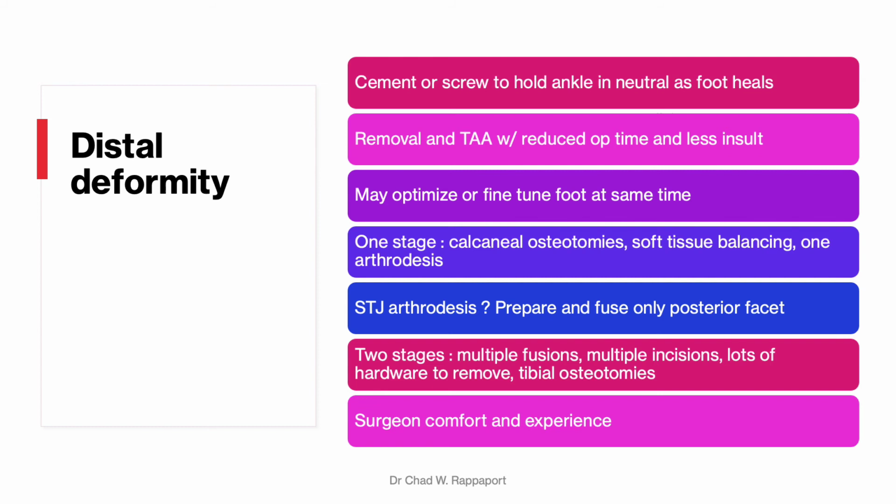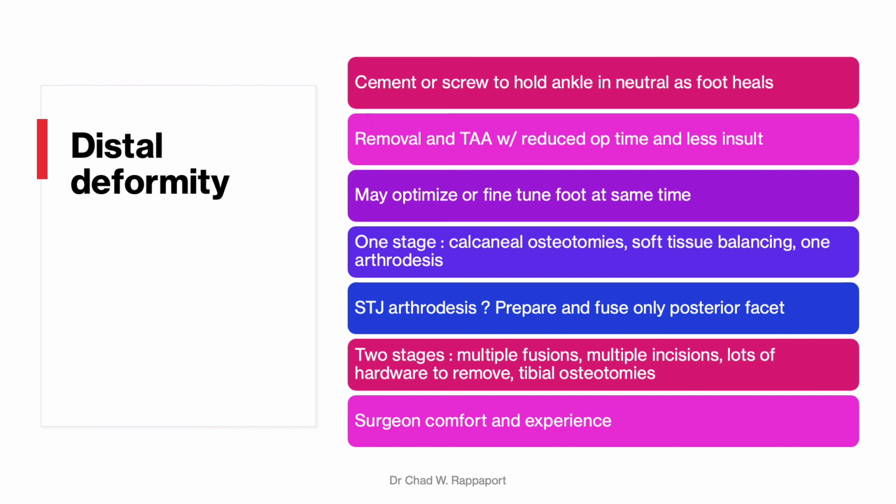Once the foot has been corrected or neutralized, it has been recommended and published in the literature to use cement or a screw within the confines of the ankle joint to keep it in neutral or as neutral as possible as the foot heals before embarking on the total ankle arthroplasty. And at the time of the arthroplasty, the cement or the screw is removed, and at this point you have a more straightforward procedure with likely reduced operative time and less insult to the foot and the ankle. And again, at this point in time, you may optimize or fine-tune the foot as need be.